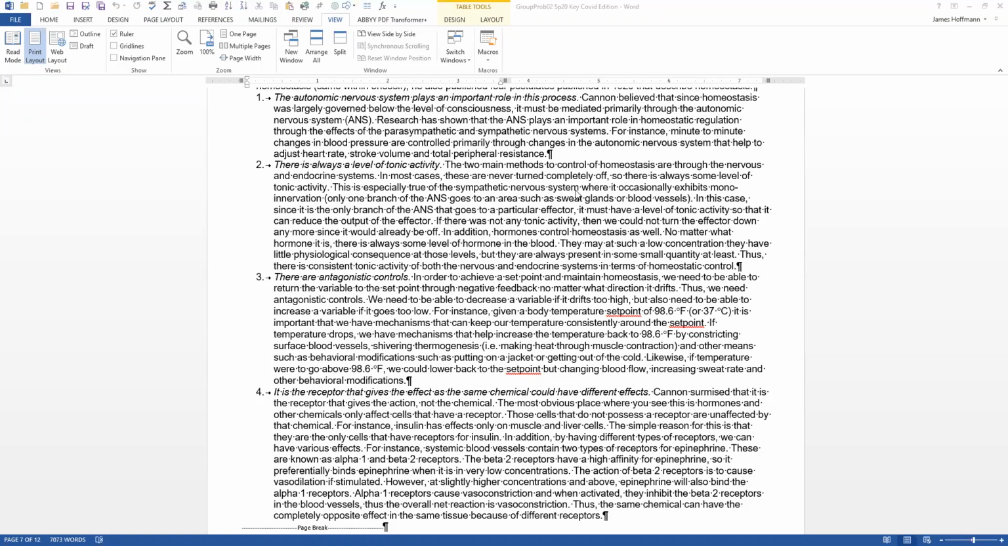It's always there. So that's what tonic means. It's always there. It's just how high or low is it? What's its firing rate? That determines basically what the physiological response is. So that's one of the postulates.